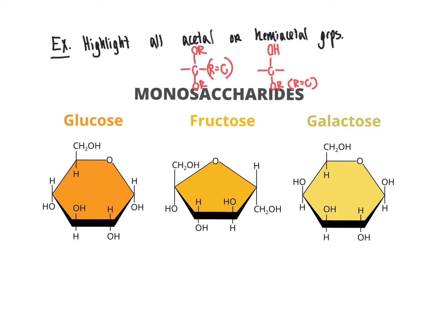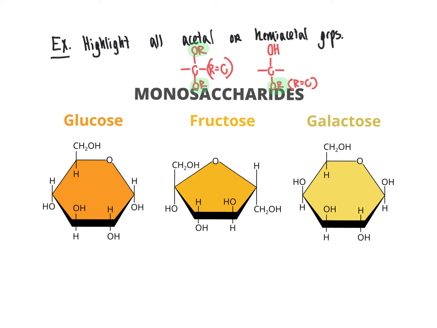And so keeping that in mind here, looking at the structure of glucose, in order for us to have an acetal or a hemiacetal group, we absolutely have to have an ether or ethers. I've highlighted all those ether groups in green here. And the ether group is the commonality between acetal and hemiacetal.